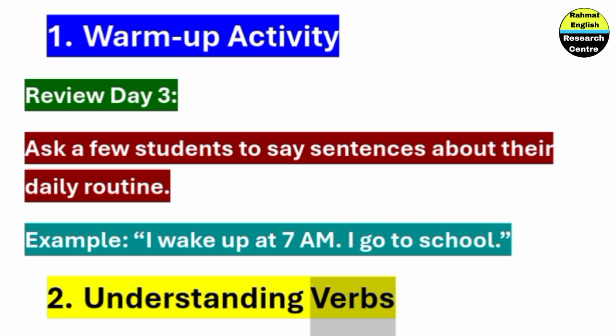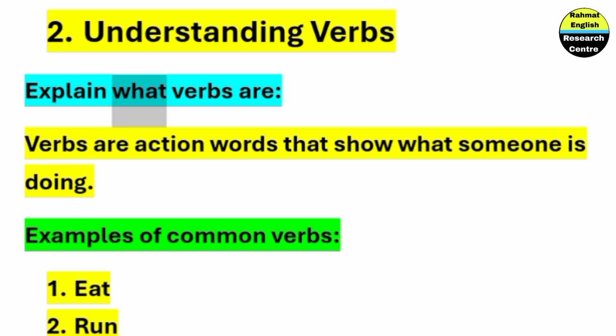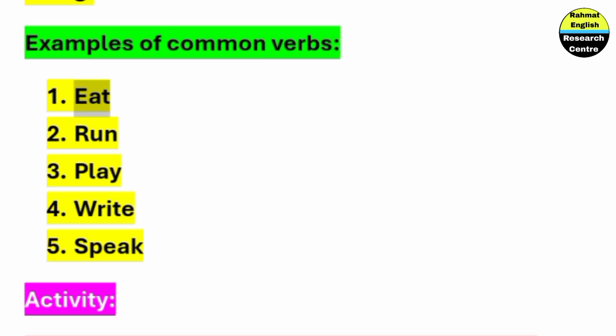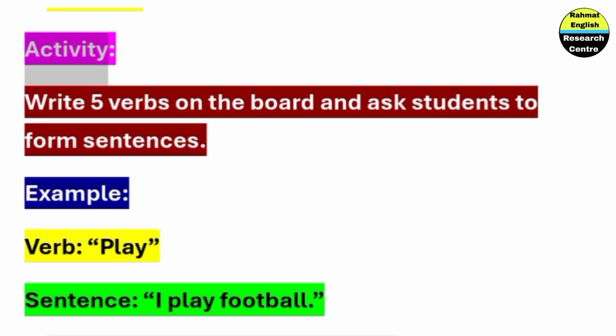Understanding verbs. Explain what verbs are. Verbs are action words that show what someone is doing. Examples of common verbs: eat, run, play, write, speak. Activity: Write 5 verbs on the board and ask students to form sentences.